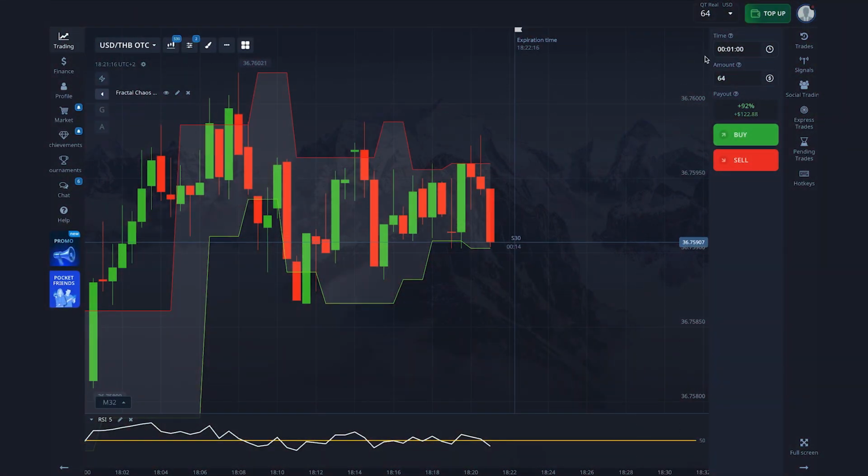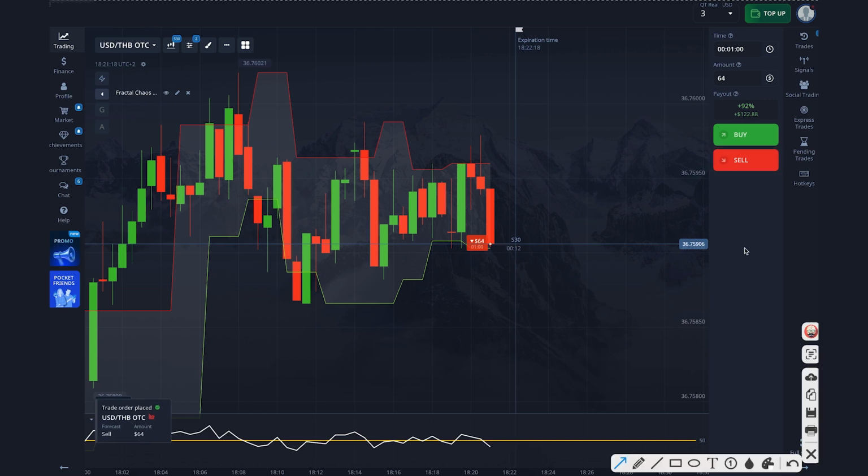I start sessions with a clear and understandable input. Expiration is 1 minute. I open a trade for sale at $64. Now, I will explain how to use this strategy correctly and what you should pay attention to when analyzing the chart. Look, everything is really as simple and clear as possible.